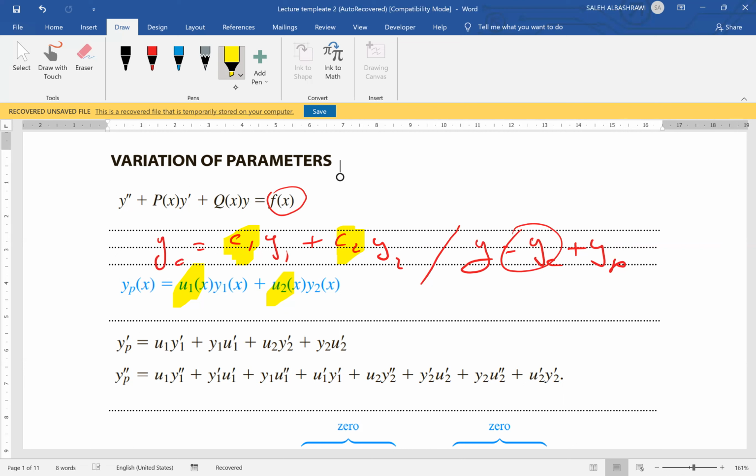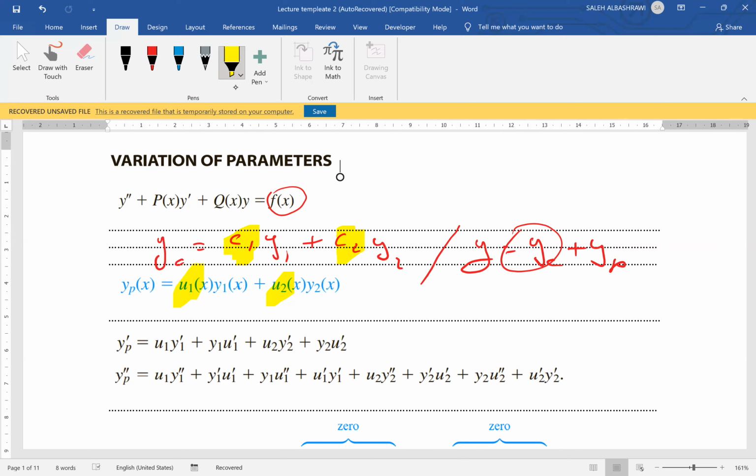Let's have another example. Suppose that I have this differential equation: y second derivative plus 3y prime plus 2y equals sine of e to the power x. Similarly, we need to find yc.